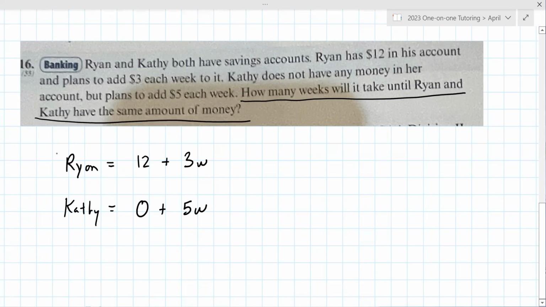So this is a system of equations. We want to know when they're equal. So you're going to set 12 plus 3W equal to 5W. Could you solve that for us, please?